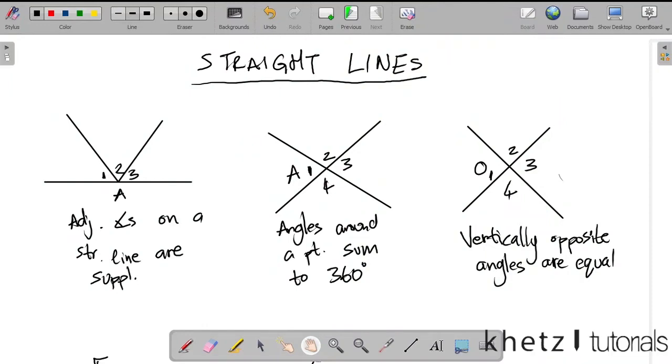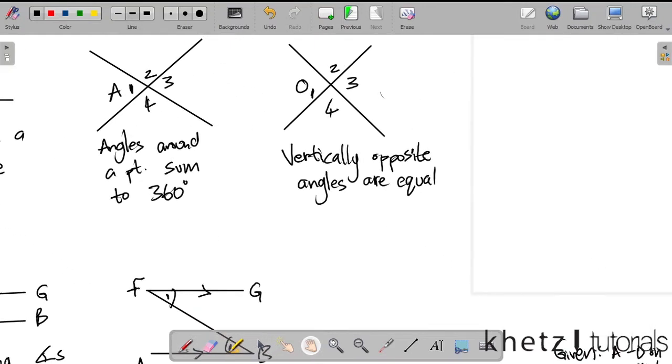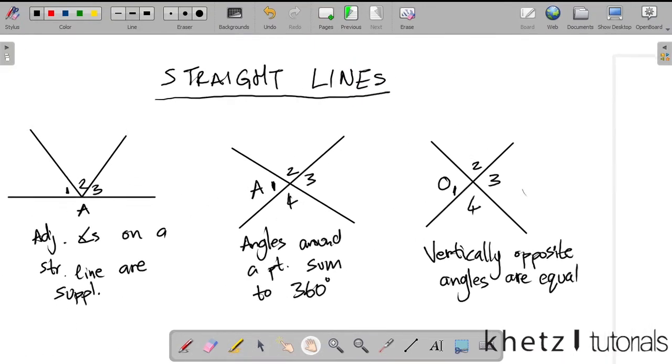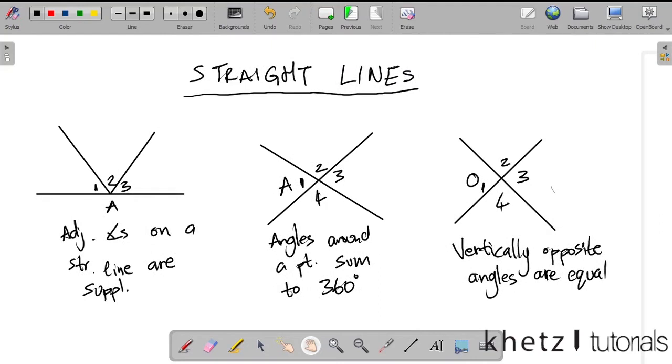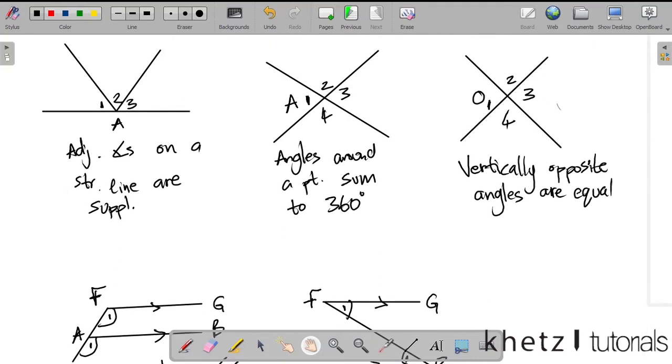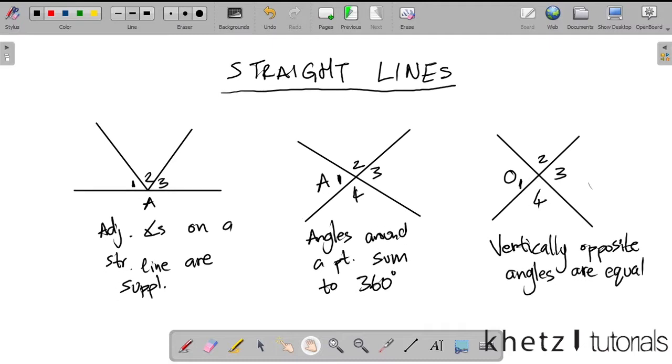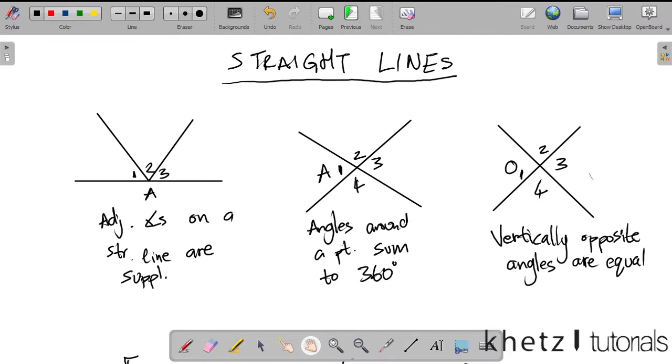Welcome to Khetz and in this video I will be talking about straight lines and some basic principles of circles, so circle geometry. But before we get into that, I just want to start with a few things which you have to remember. I'm sure you've learned this in previous grades, but these things are quite important. So let's get right into it.